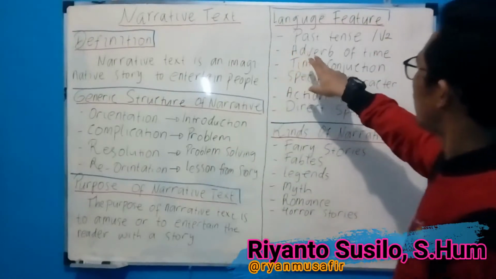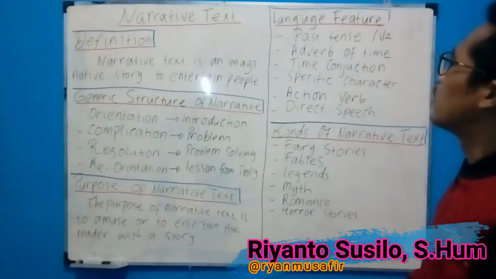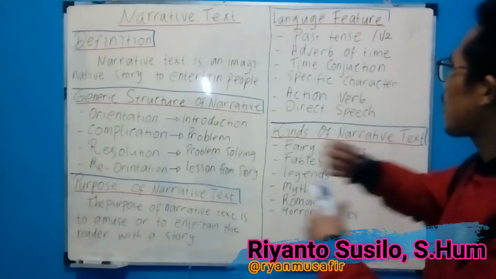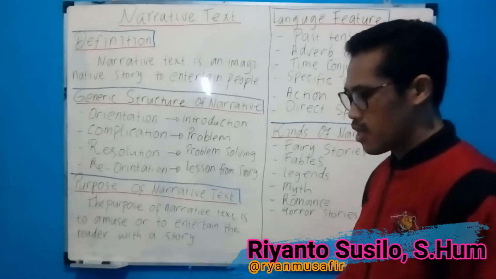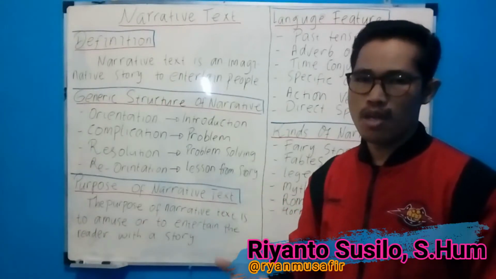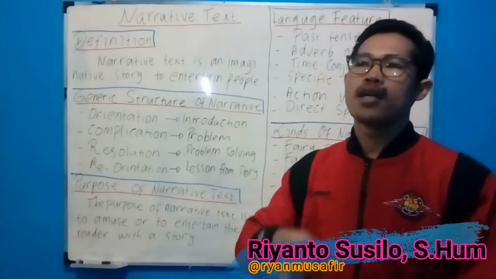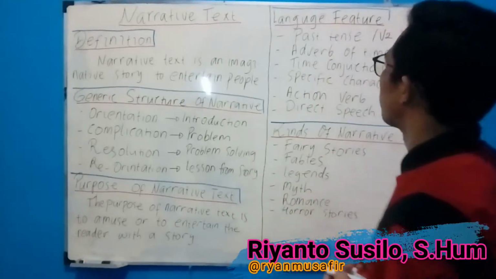Nah, kemudian adverb of time ini adalah keterangan waktu yang digunakan biasanya menggunakan long time ago, once upon a time, itu biasanya di awal cerita yang dibikin oleh si pengarang.